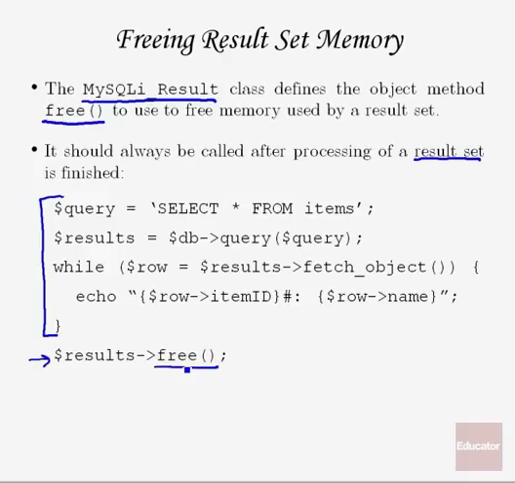And basically the method is called on a MySQLi result object. Again, just to make sure that you don't get confused, we wouldn't be calling it on our database object, or MySQLi object, which might be a common mistake at first. It's called on the result set object.